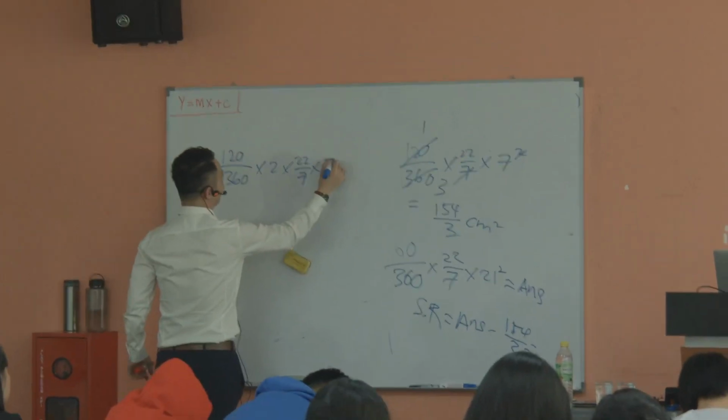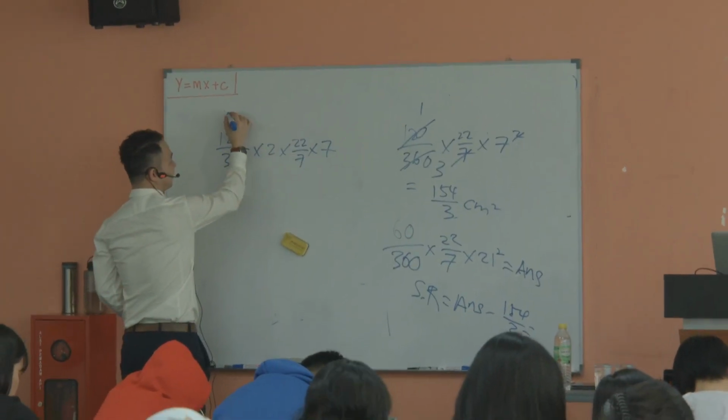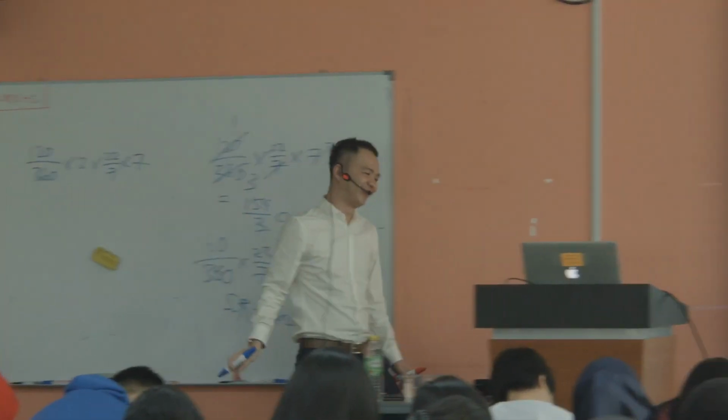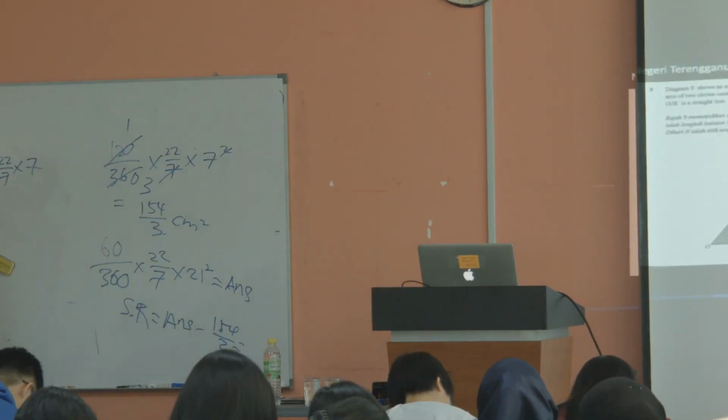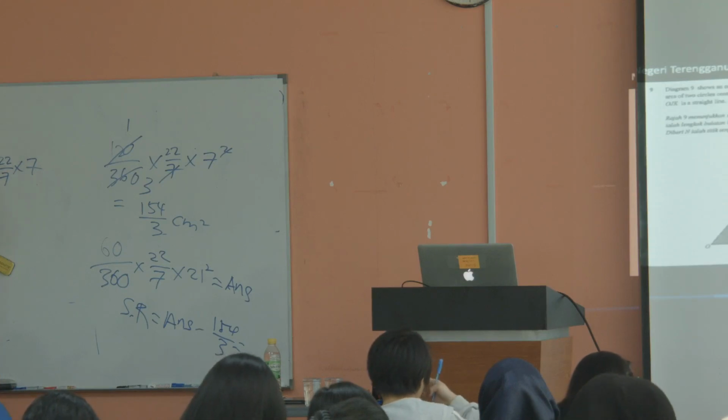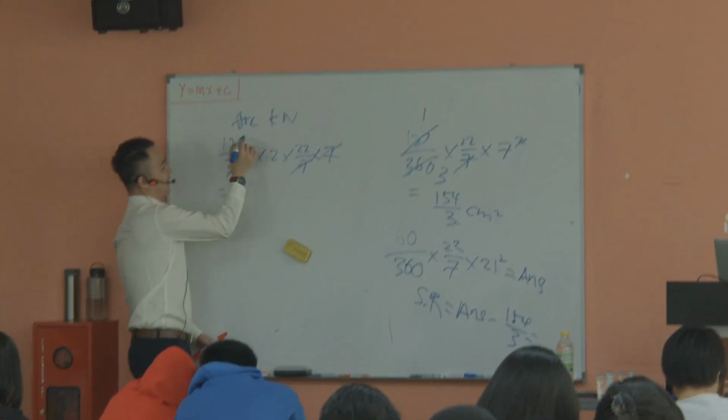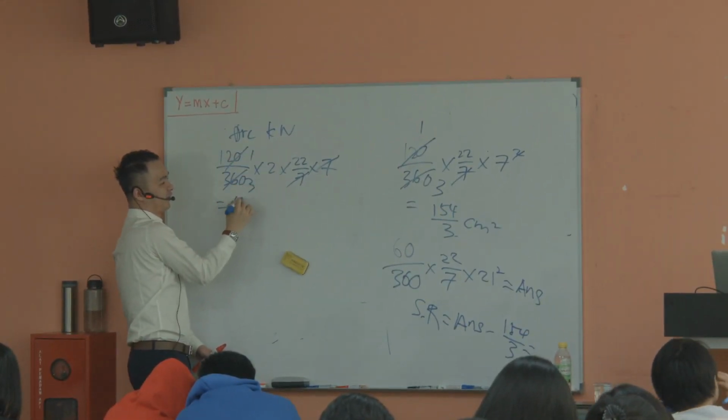R will be 7. This one is for the KN, right? Is it called KN? Yep, KN. Is for the arc of KN. So I solve this one. 7 and 7 I simplify. This is 1 over 3, 44 over 3.